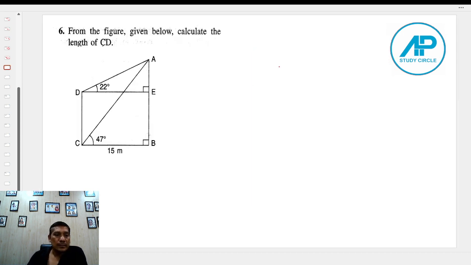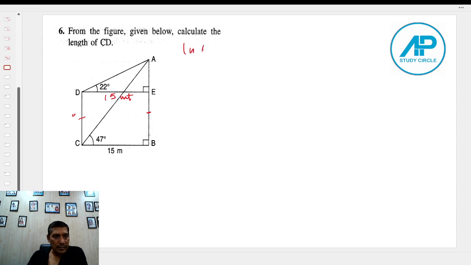Question number 6. The diagram is already given to us here. This is a comfort of this question. Right away, CD is 15, DE is also 15, and the angles are 10, 22 and 47. I need to find the value of CD, which is equal to DE.